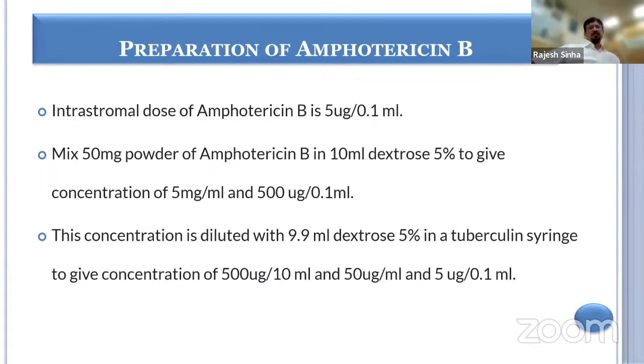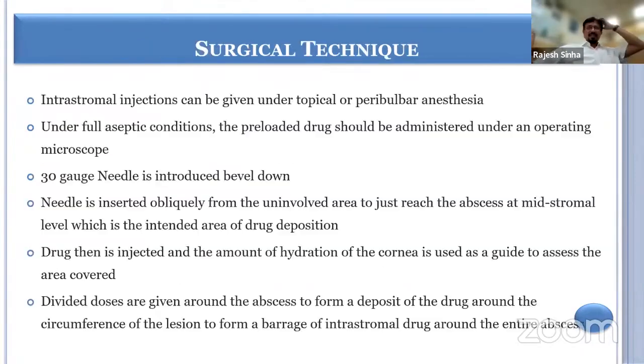That's a mistake. Then this concentration is diluted with 9.9 ml dextrose 5% in a tuberculin syringe to give a concentration of 500 microgram per ml, and then 50 micrograms per ml. A lot of calculations. So 50 microgram per ml, which means 5 microgram in 0.1 ml. 1 ml has 50 micrograms, so 0.1 ml will have 5 micrograms.